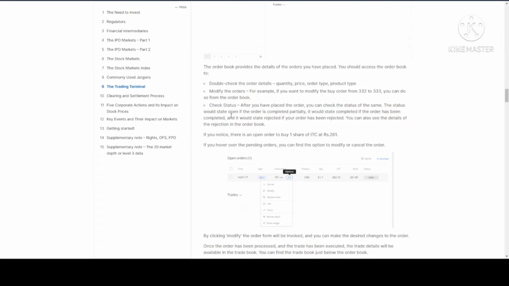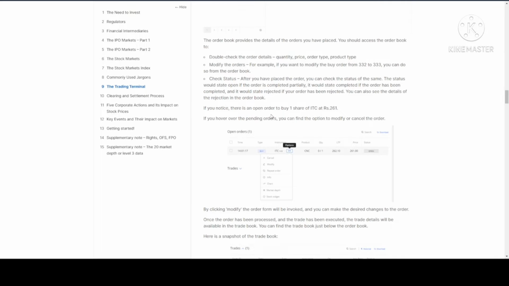The status will state open if the order is completed partially. It will state completed if the order has been completed. It will state rejected if your order has been rejected. You can also see the details of the rejection in the order book.